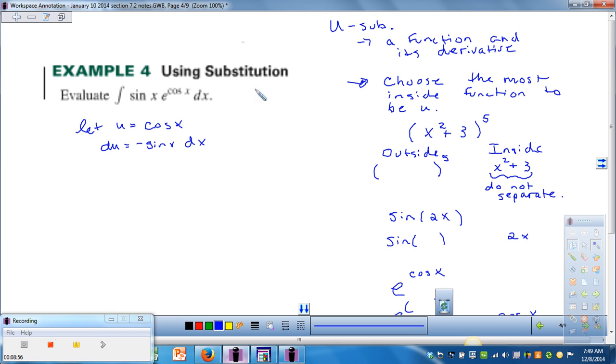Okay, well, that means that I could rewrite this as e to the u, but what I have left is sine x dx, not negative sine x dx. Correct? I want a perfect match. I want to be able to replace sine x dx with exactly what it's equal to. So what is sine x dx equal to? Well, I'm off by this negative, correct? So let's divide by negative 1 on both sides, and I have negative du is equal to sine x dx.